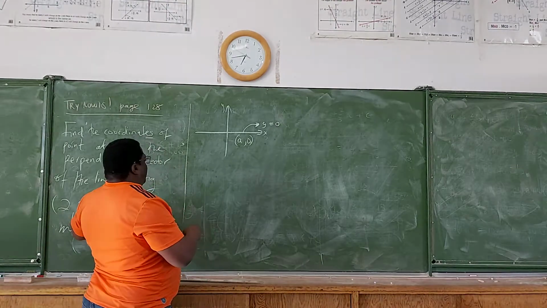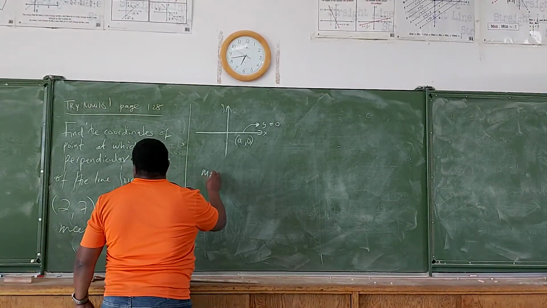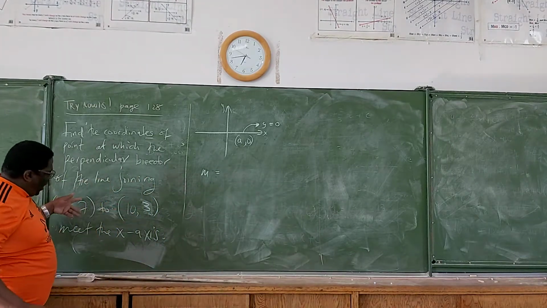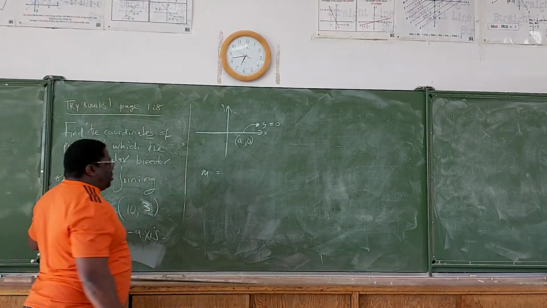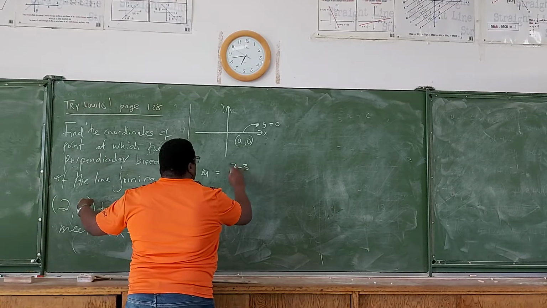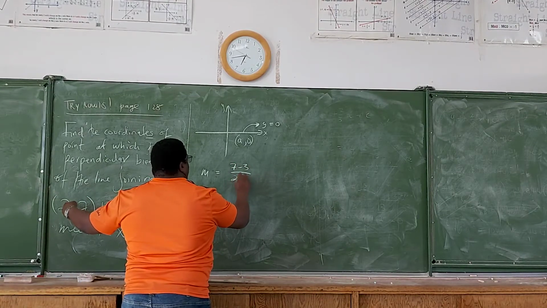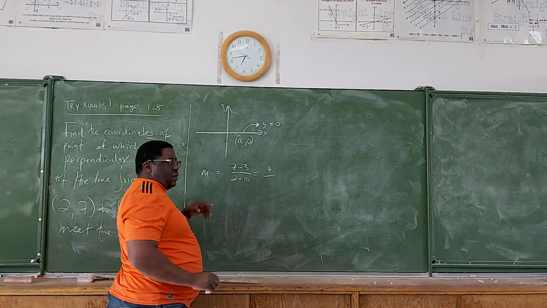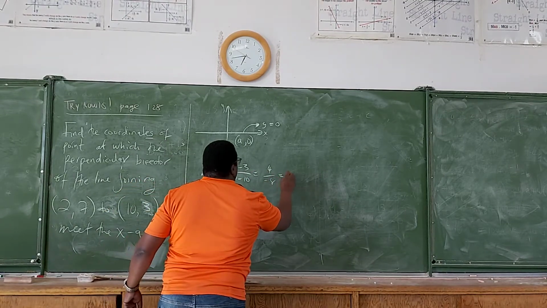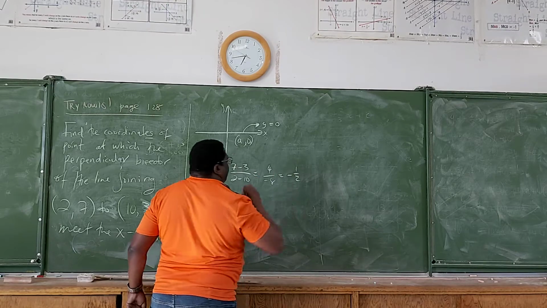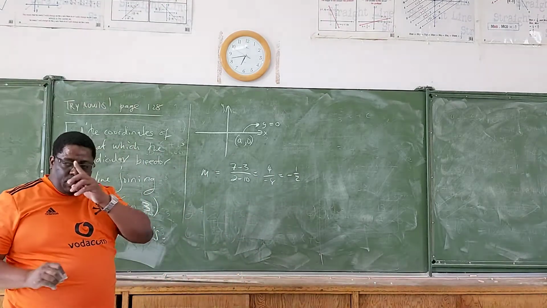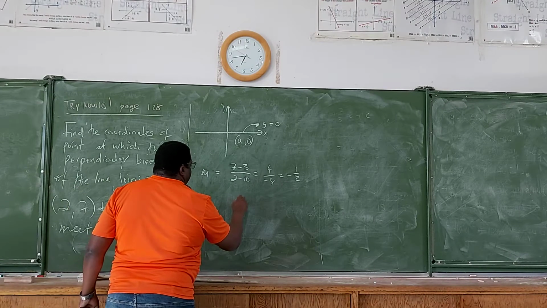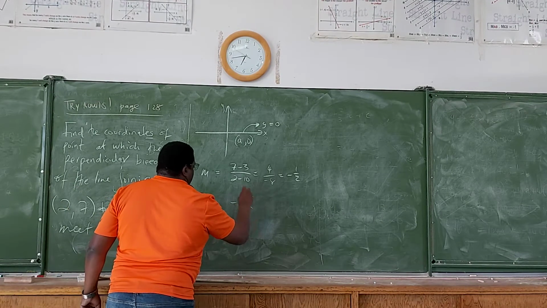Right, so we can calculate the gradient first. So what is the gradient going to equal to? Delta y over delta x. I can start with 7 minus 3 upon 2 minus 10. It's a negative gradient. That gives you 4, 7 minus 3, and 2 minus 10 gives you negative 8. So it's negative a half. Yes?